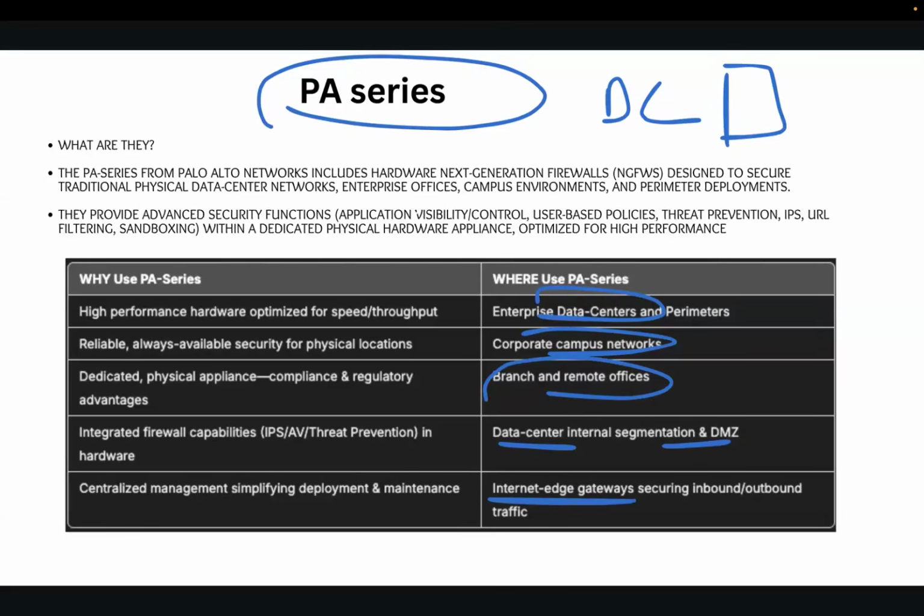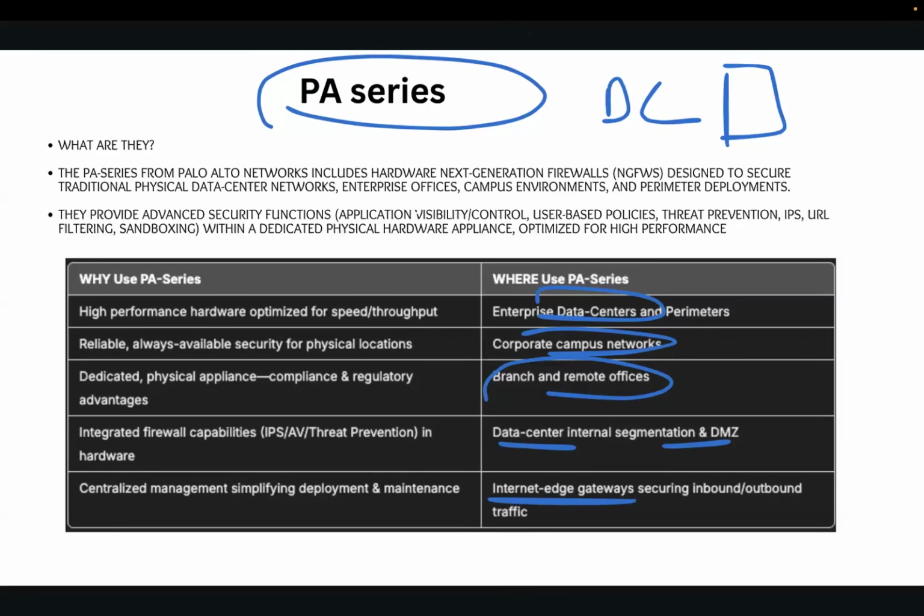Now, what are the benefits of having a physical firewall, when you have virtual as well? First, the hardware is optimized for speed and throughput. It means the speed and throughput is very high compared to all other virtual firewalls because it's a dedicated firewall, the PA series firewall. And all other functionalities like IPS, URL filtering, all L7 activities you can use in the PA series firewall.